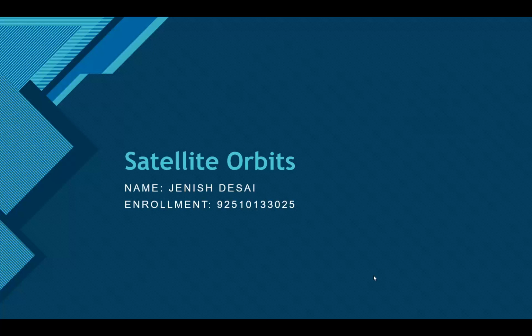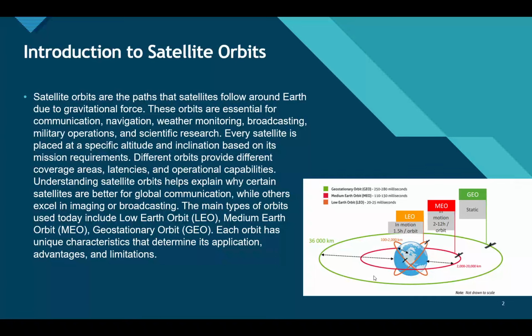Today I will be explaining satellite orbits, which are the specific paths that satellites follow around the Earth. First of all, introduction to satellite orbits. These orbits exist because of the balance between the satellite's forward speed and Earth's gravitational pull.